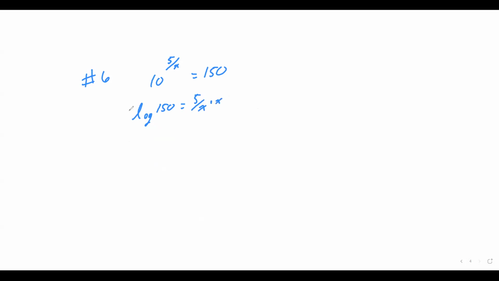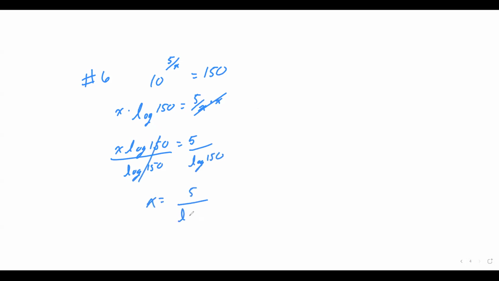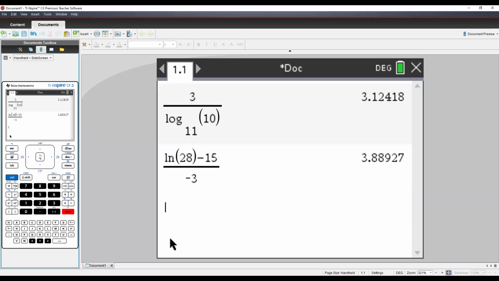So again, I'm going to multiply both sides by x. So I get x log of 150 equals 5. And then I'll divide by log of 150. So I get 5 over log 150. So then we'll type this into the calculator. And so this is, again, control divide. This will give us control log. Again, I don't have to write anything there. You can write a 10 if you would like, but this would be log of 150.